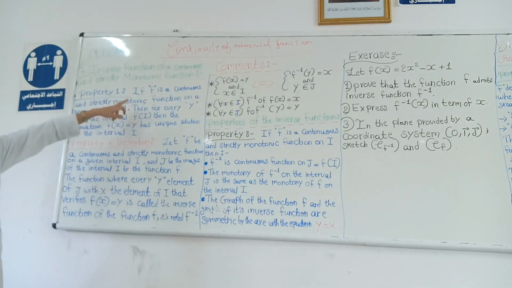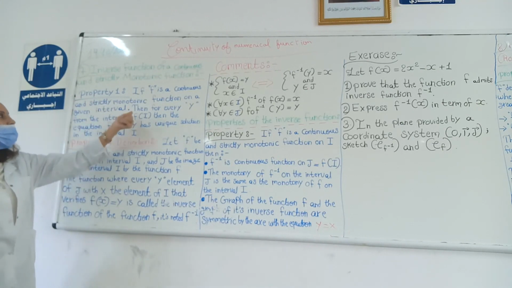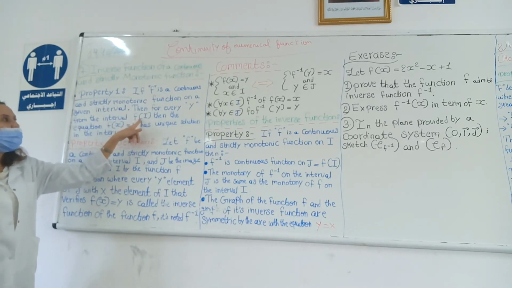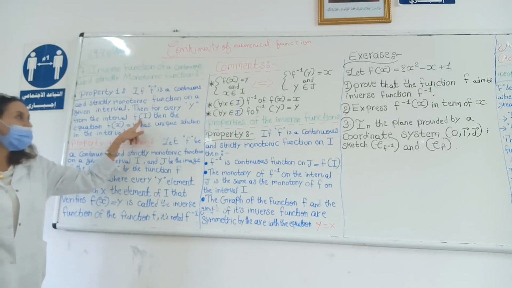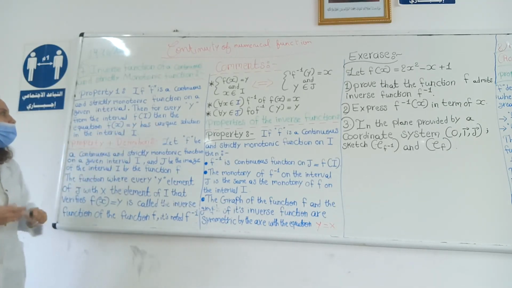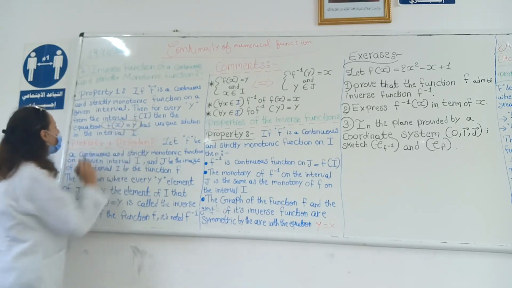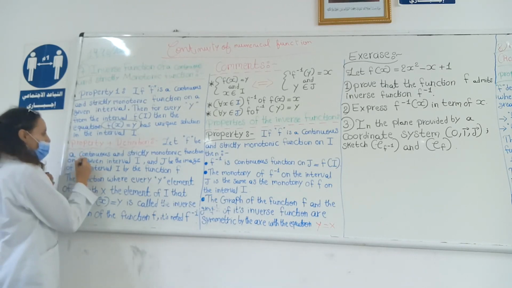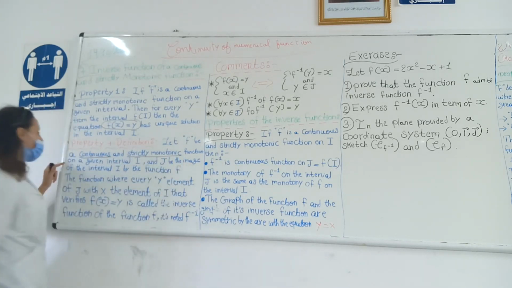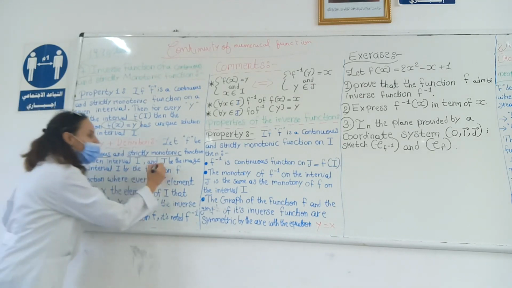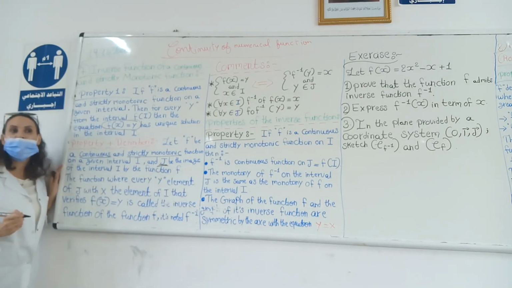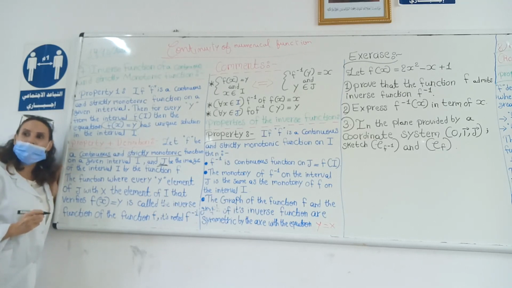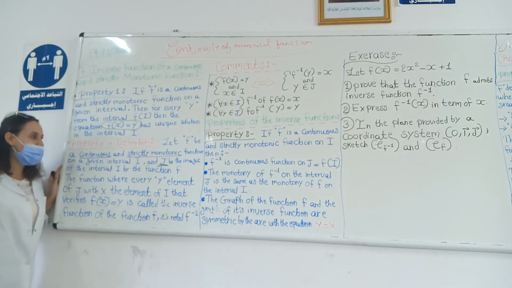Property: if f is continuous and strictly monotonic on a given interval A, then for every y from the interval f(A), what is f(A)? Let's call it G. Then the equation f(x) equal to y has a unique solution in the interval A. Definition: let f be a continuous and strictly monotonic function on a given interval A and G the image of A by the function f. We have f(A) equal G.